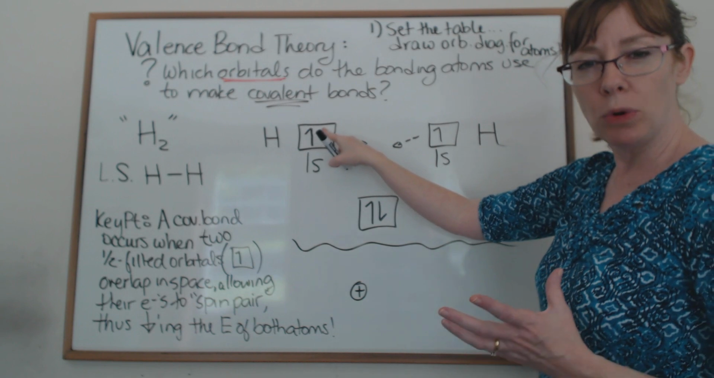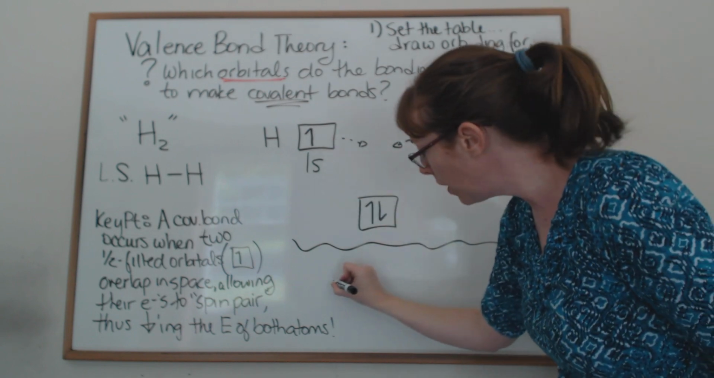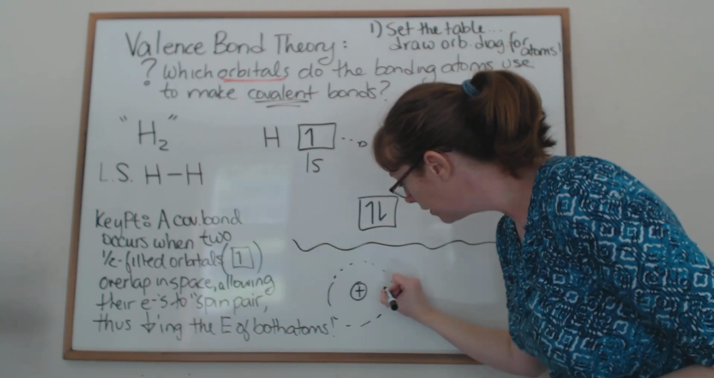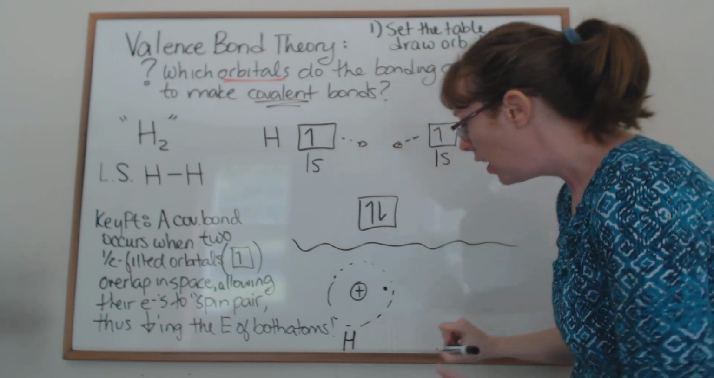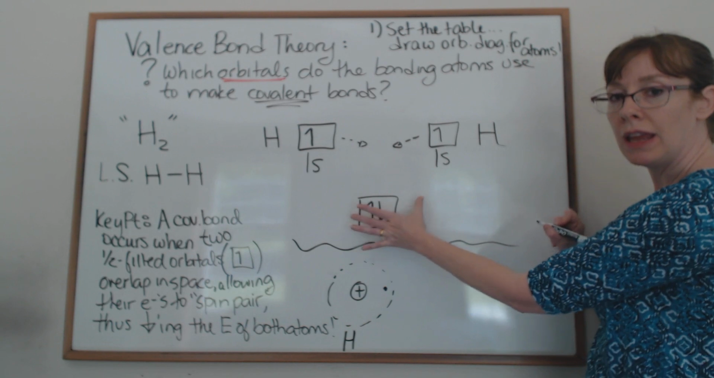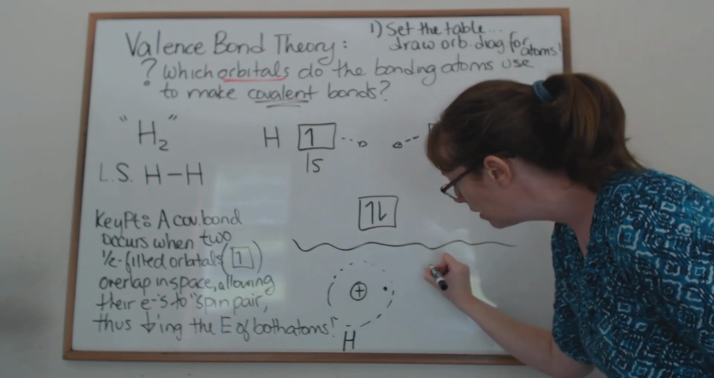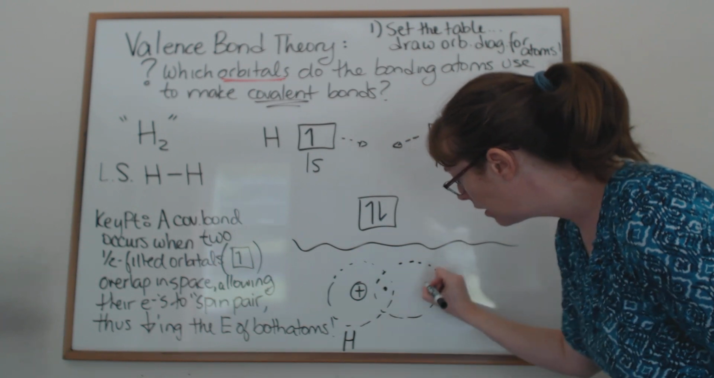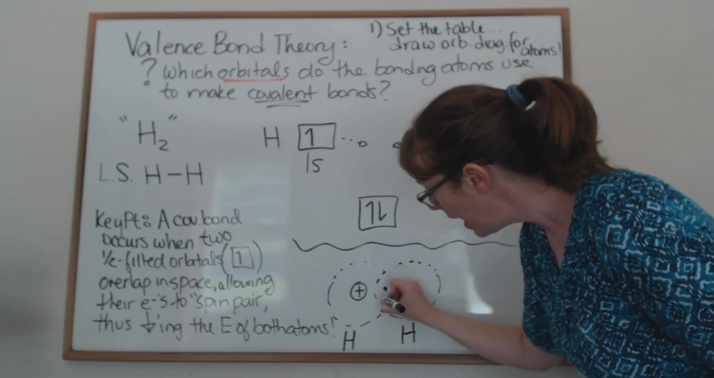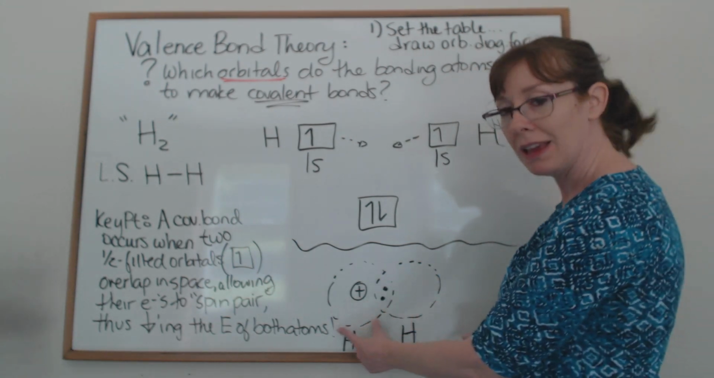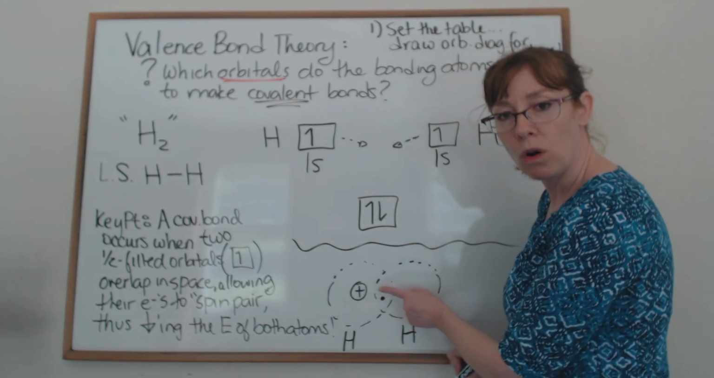I'm going to draw this a little bit more realistically. That electron is in the 1s orbital. Here's the 1s orbital, the one electron. Here's the first hydrogen. When you have this bond occurring, it's because this hydrogen has come into the same space, this hydrogen, and you have his electron spin pairing with his electron in the same orbital.